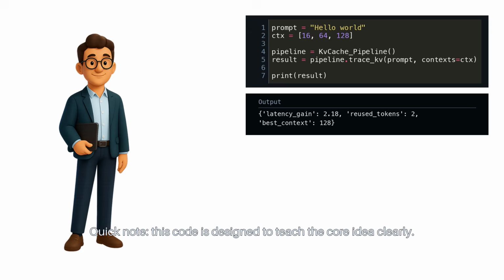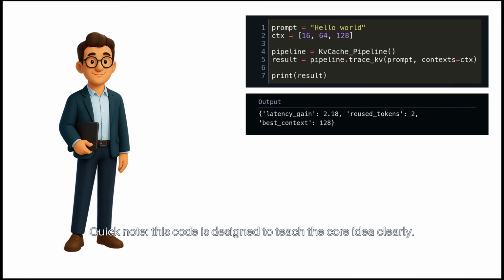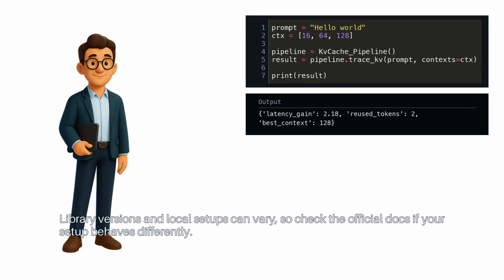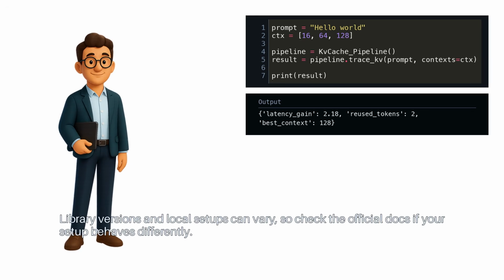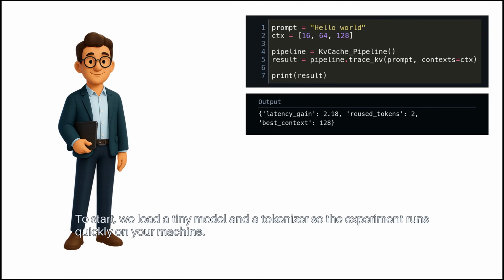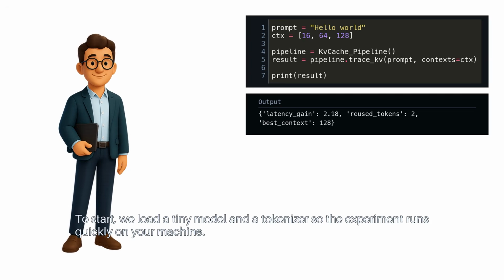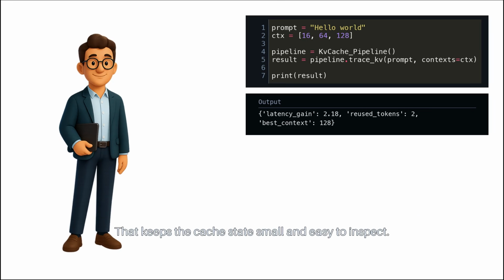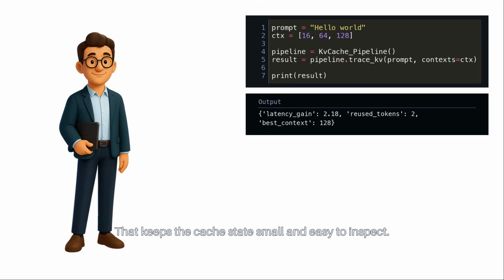Quick note, this code is designed to teach the core idea clearly. Library versions and local setups can vary, so check the official docs if your setup behaves differently. To start, we load a tiny model and a tokenizer, so the experiment runs quickly on your machine. That keeps the cache state small and easy to inspect.